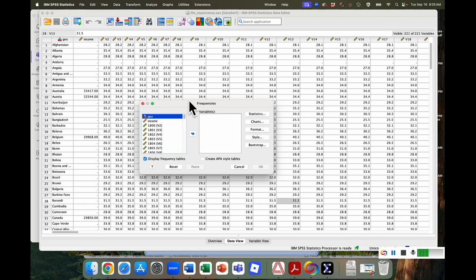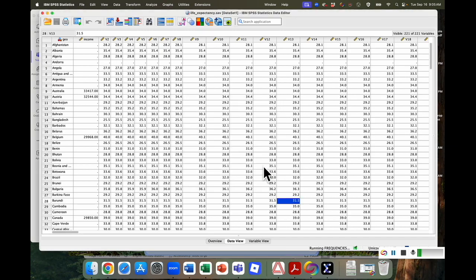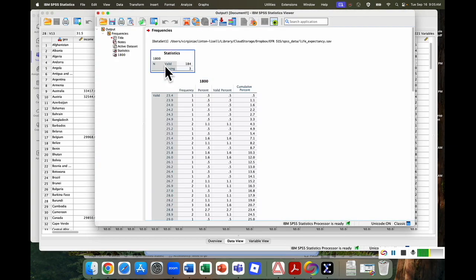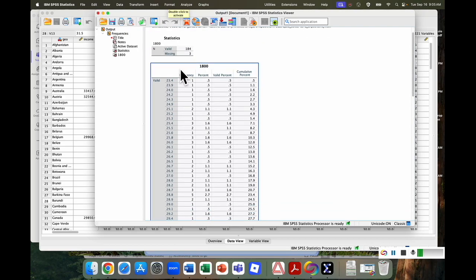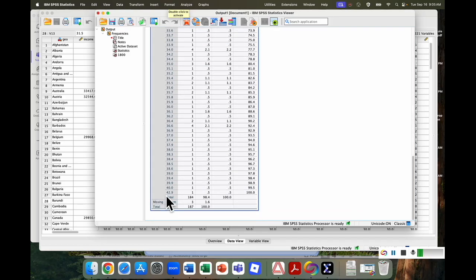Then you pick your variable. I'm going to pick life expectancy by country in 1800. And what you'll see if I just click on that is this table telling me how many responses are valid, and then the frequencies for each of the lifespan average. As you can see, the lifespan average by country in 1800 ranged from 23.4 years to 42.9 years.